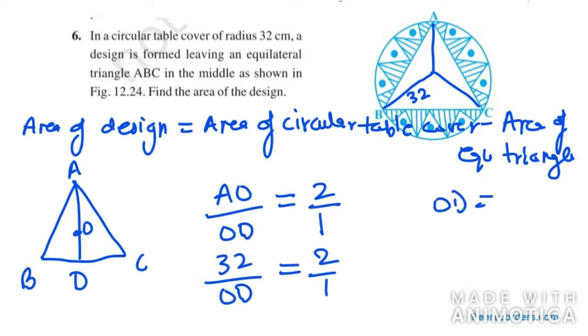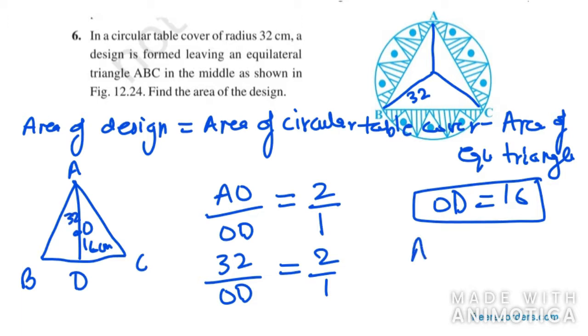And OD will be 16 when we solve this part. So OD is 16 centimeter. Now 32 plus 16 will be our AD, that is 16 plus 32, so it will be 48 centimeter. Now we need to find what will be the side AB in this case.